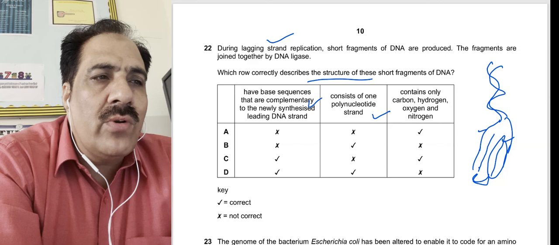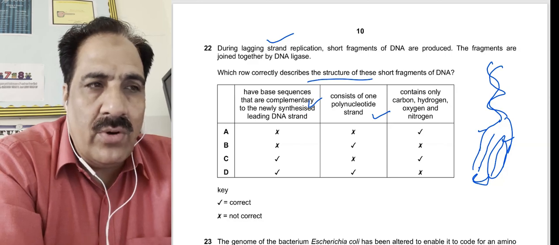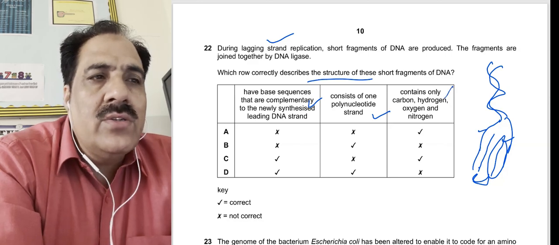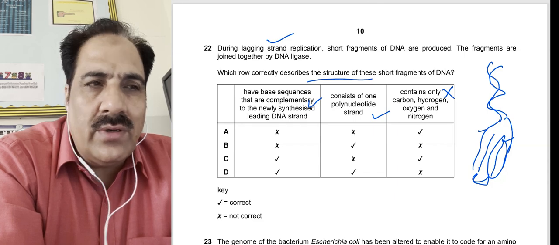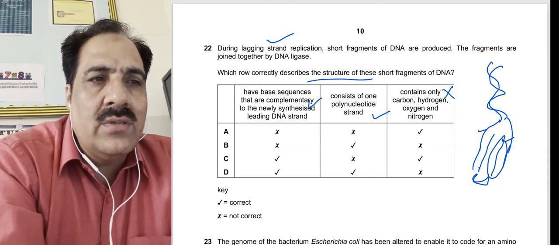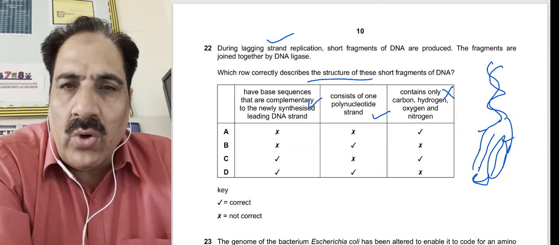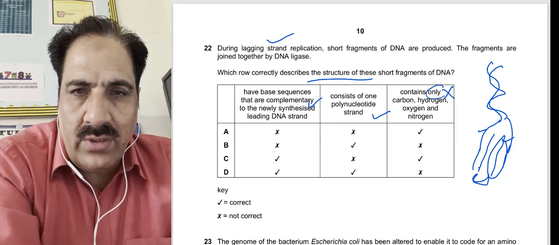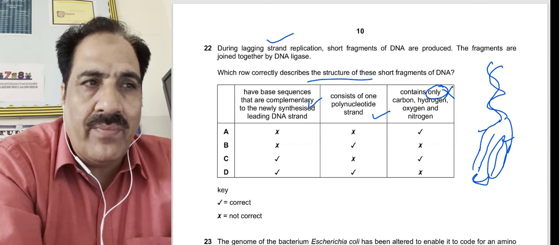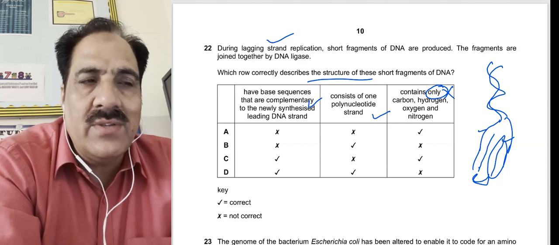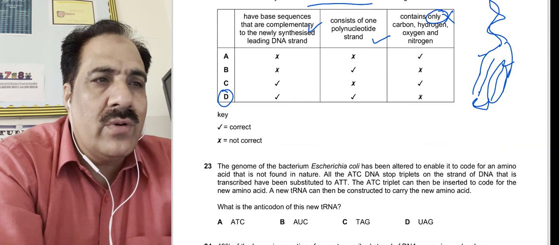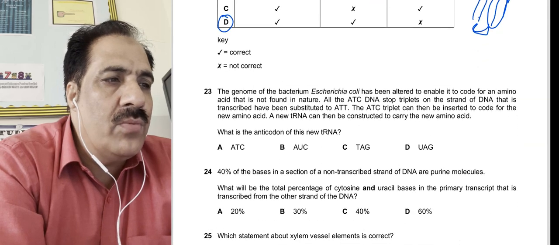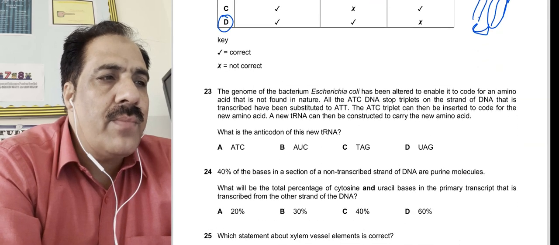Consists of one polynucleotide strand. The new strand is only one polynucleotide. That's also correct. Contains only carbon, hydrogen, oxygen, and nitrogen, which is wrong because DNA is made up of nucleotides, and nucleotides contain not only carbon, hydrogen, oxygen, and nitrogen, they also contain phosphate. So this is the wrong option. So first two are correct, last one is wrong. Option D is the correct one.